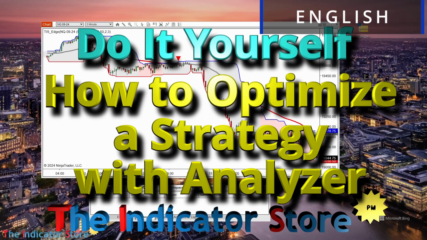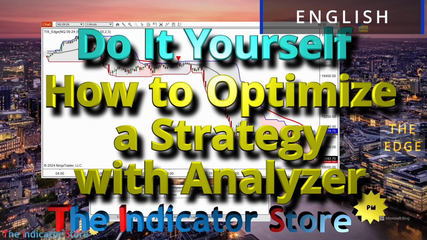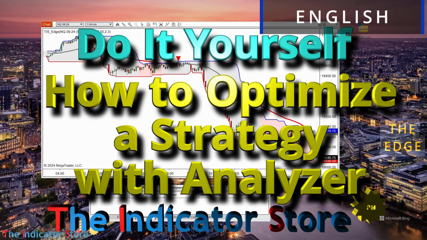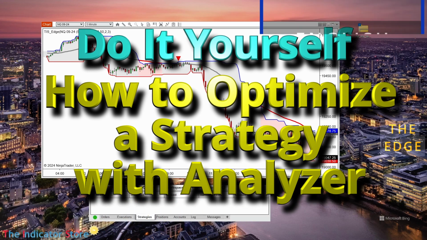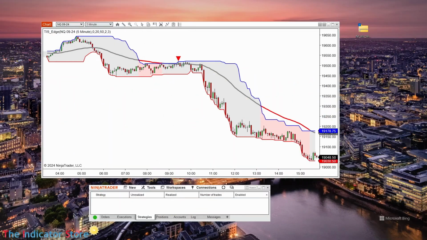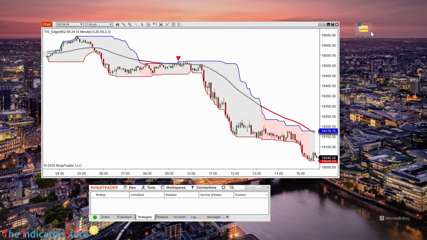Hello everyone, welcome to a new video of the indicator store, and this is a continuation of the last video where we saw how to create a strategy in Builder for the edge indicator. In fact, we saw how to create a strategy with almost any kind of indicator, but today we are going to continue checking what we can do with that strategy once you have it ready. And also, this indicator, the edge, includes a strategy created with Builder.